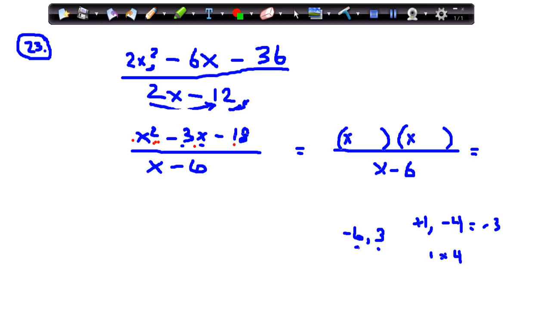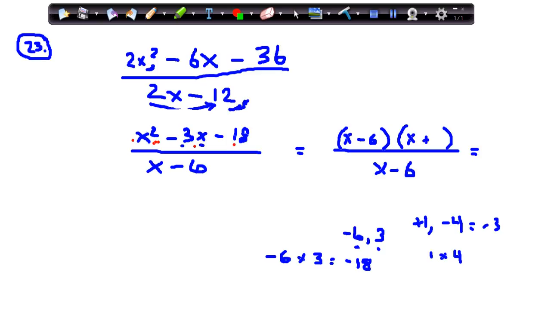Now, when I multiply a negative 6 times a positive 3, does it give me the last term? Yes, it does. Negative 6 times 3 equals a negative 18. Okay, I have my two numbers that I need. These two numbers will work for the middle term, and they also give me the last term. So we know those numbers work. So let's plug it into the factor: negative 6 and a plus 3.